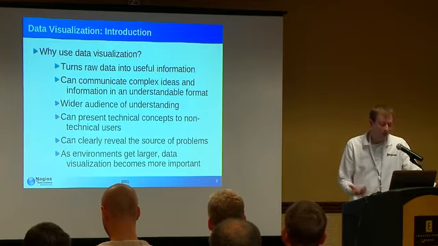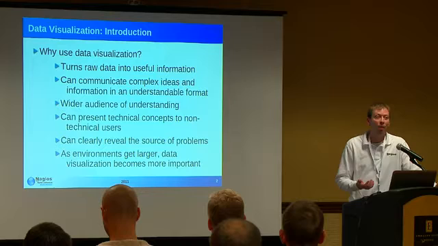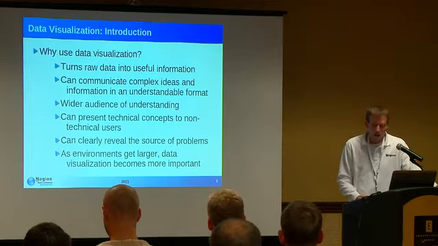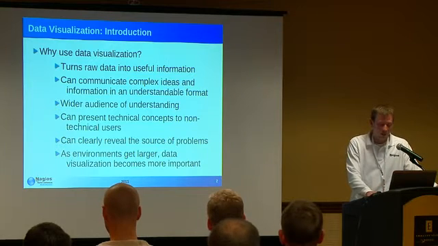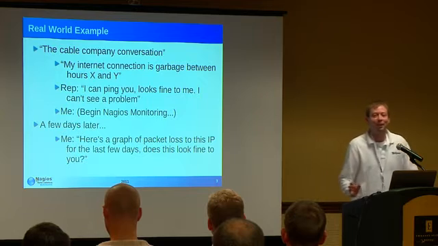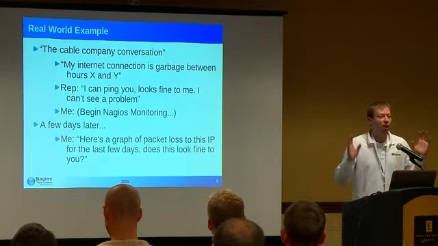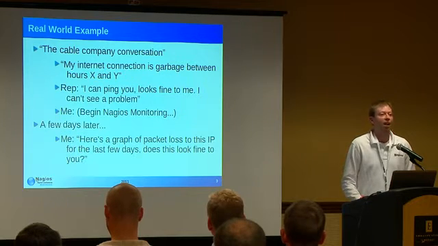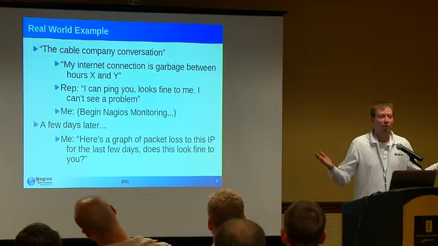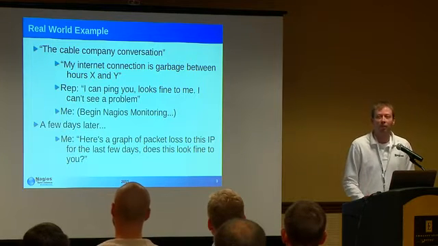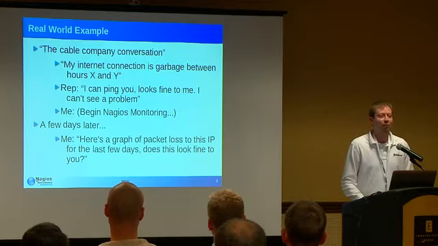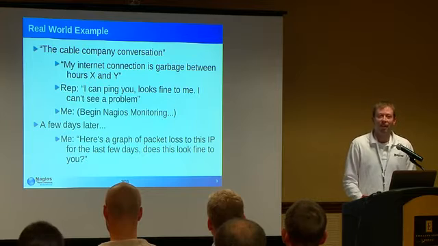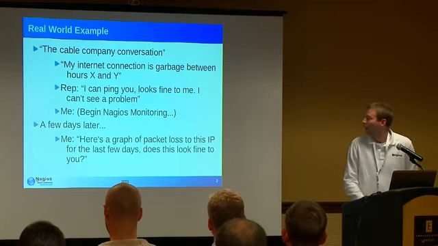Another handy thing about data visualization is that sometimes it can very clearly reveal where a problem is, where the raw data itself cannot. My favorite classic example of this, and several of us have probably experienced it, is the cable company conversation. How many of us have had this conversation? "Hey, my internet's garbage. What can we do about it?" And of course, you get level 1 help desk support, and they're like, "Oh, I can ping you. Looks fine to me." And you're like, no, that's not going to work. Us being Nagios users, that's just not acceptable. It's not okay. So what do we inherently do?